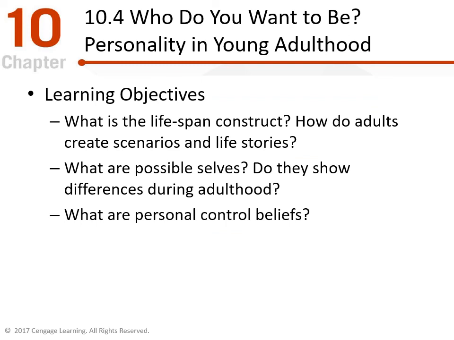So one of the big questions in young adulthood, which a lot of you are going through right now, is who do you want to be? And how do you figure that out? The personality in young adulthood. This is when you really start to find out, what kind of person do I want to be and how do I get there? So we're going to look at what is the lifespan construct and how do adults create scenarios and life stories? What are possible selves? What does that mean? Do they show differences during adulthood? Do you change? Am I going to be somebody different when I'm 40 than I was when I was 20? And what are personal control beliefs? So let's take a look at these.